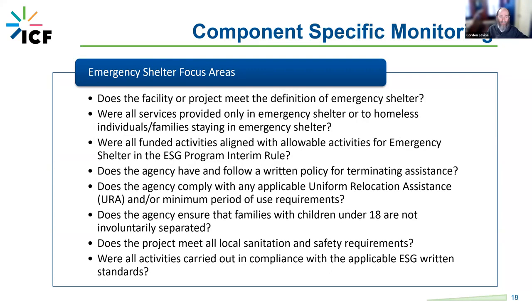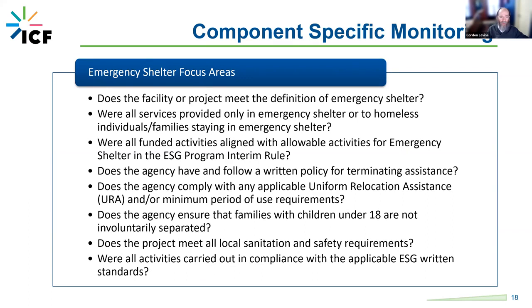Does the agency have and follow a written policy for terminating assistance? There are requirements for that in the ESG program interim rule. It is very specific about what must be included. Does the agency comply with any applicable uniform relocation assistance or minimum period of use requirements? Generally speaking, that's what we're talking about, construction, rehab, and acquisition there.